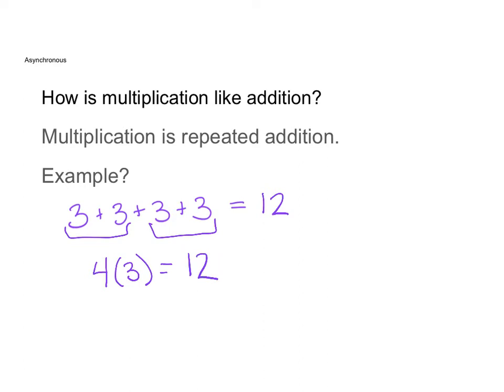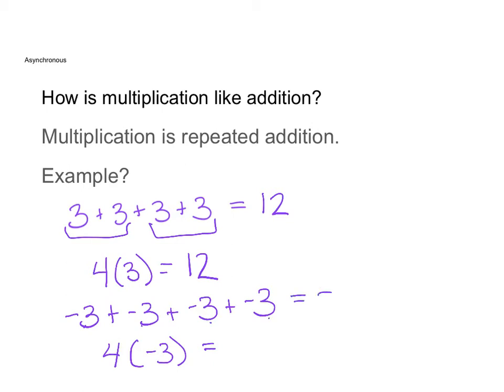Well, the same thing now, we're going to be working with negative numbers. So if I had 4 groups of negative 3, well, what is negative 3 plus negative 3 plus negative 3 plus negative 3? Well, that's just negative 12. So I have 4 groups of negative 3, which is negative 12.